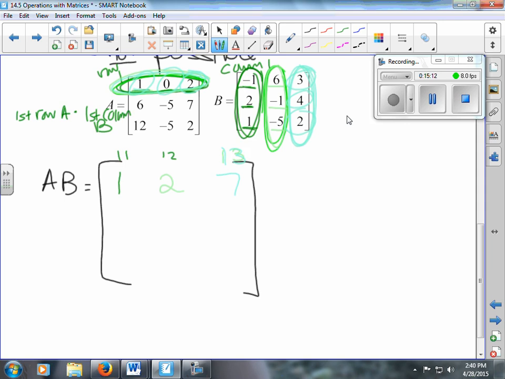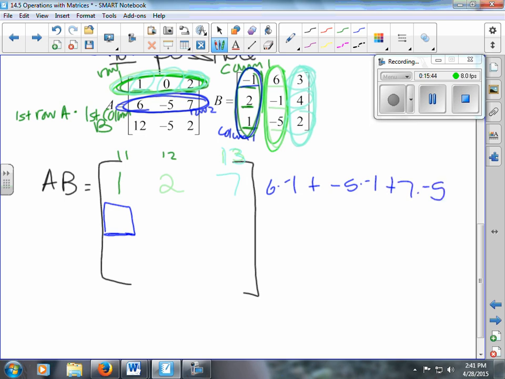Now I'm going to the second row. I'm going to work in blue. To get the second row of matrix AB, I take the second row of A, and now I'm going to multiply the second row of A times the first column of B. So row 2, column 1. Row 2, column 1 goes in that spot. And you just do a dot product. So it's 6 times negative 1 plus negative 5 times negative 1 plus 7 times negative 5. So negative 6 plus 5 minus 35. Yikes. So that's negative 36?